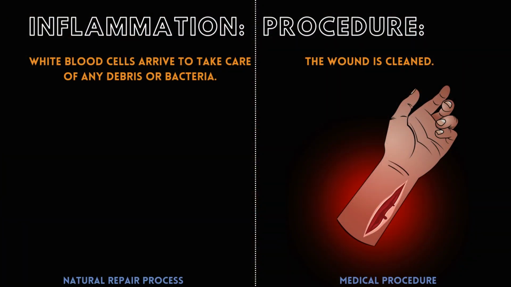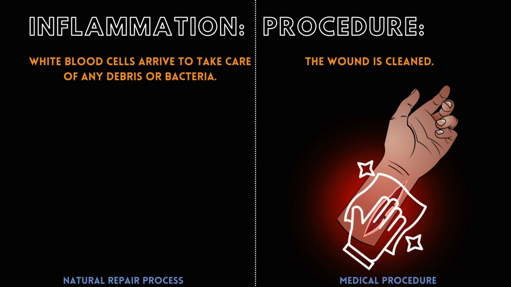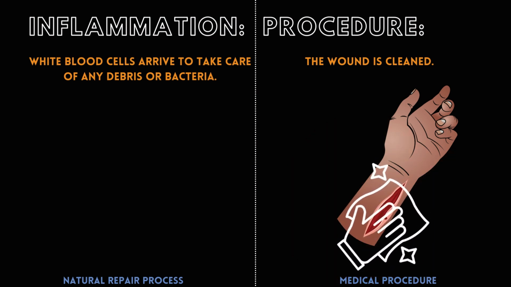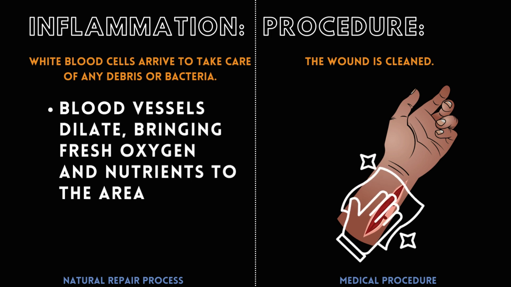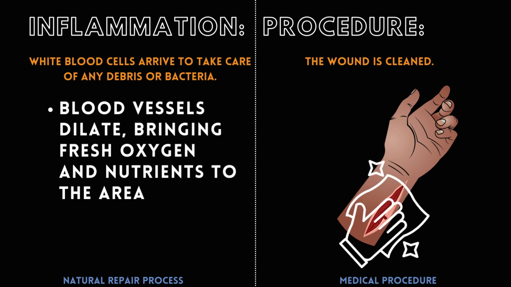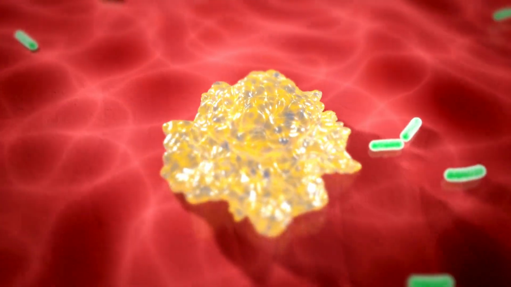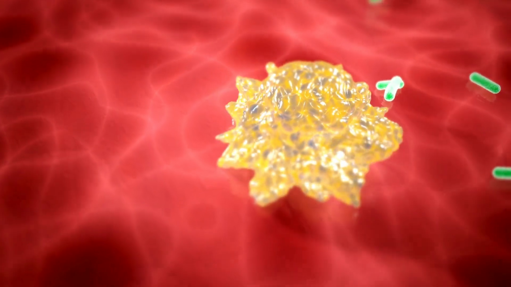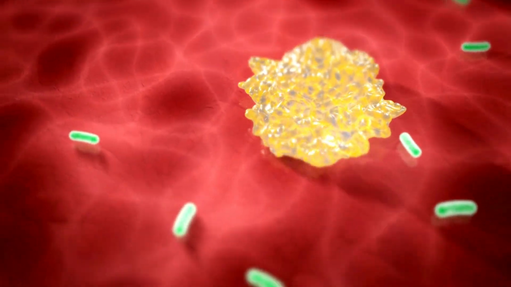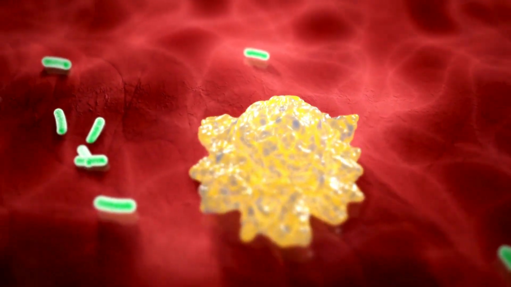Next, the wound is cleaned to prevent infection, paralleling the inflammation phase of skin repair. Blood vessels dilate, bringing fresh oxygen and nutrients to the area. Blood vessels also become more permeable, which helps macrophages arrive to fight infection and clear debris. Macrophages will then release growth factors that signal the repair process.